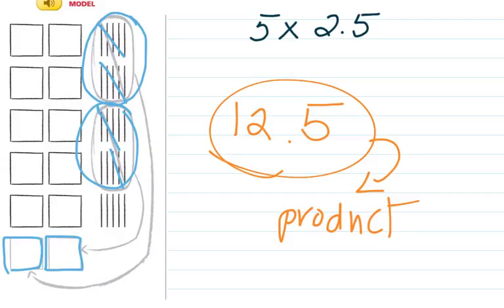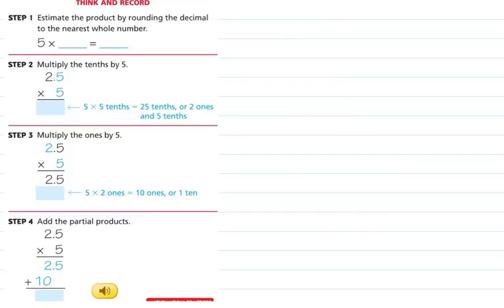Now this is one strategy which we can use, the model. We're going to do part 2 of this strategy, which is our think and record. So on our think and record part, boys and girls, what we're going to do is estimate our product. Estimate means, remember, it's not the actual answer, but whenever you hear words like about, it's asking you to get an estimate. So we're going to round the decimal to the nearest whole number. So what I'm going to write down here on the side is our decimal.